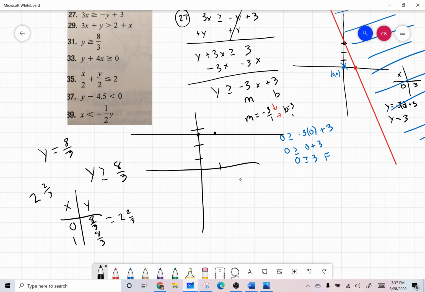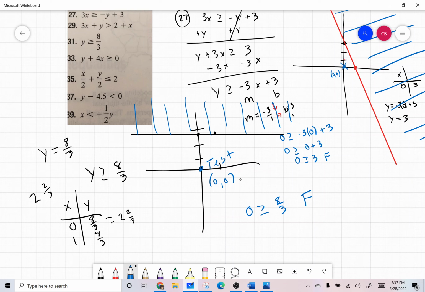Now we want y to be greater than that. So where are the values for y greater? If I try 0, 0 as our test point, x is 0 and y is 0. In that equation, I only have a y. So I put y is 0, 0 is greater than 8/3, which we know is false because that's less than 8/3. So we're going to shade on the other side of the line. That would be up on top, and it will go like this.